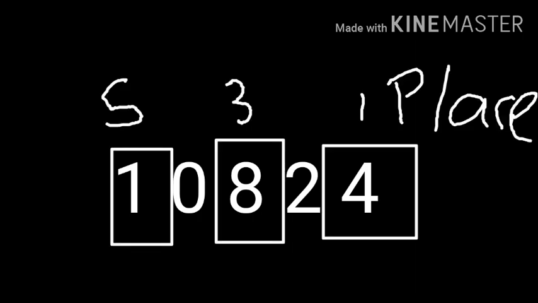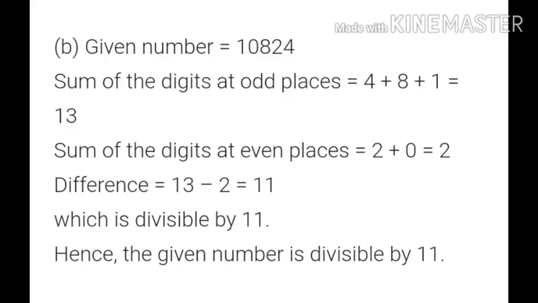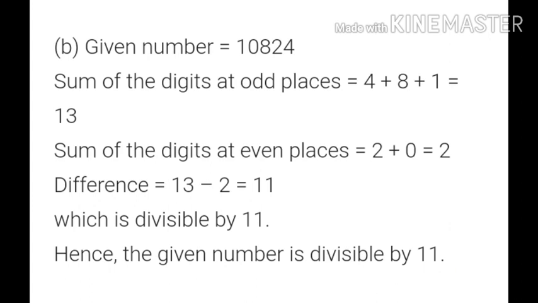For example, 10,824. Check whether this number is divisible by 11 or not. So we have to find out the sum of odd places and even places from the right. The odd places are 4, 8, 1 and the even places are 2, 0. Add the odd places, we get 13, and the sum of the even places is 2. The difference is 13 minus 2, 11, which is divisible by 11. Hence, the given number is divisible by 11.